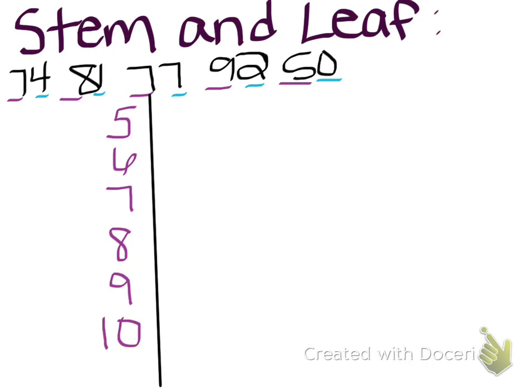Now I need to put in my leaves. These are all of the values that I underlined in blue, and it's for all of the numbers throughout the entire table. Okay, so we'll start with these ones that are in front of us here. We have a 74. I'm going to do blue, keep it consistent. So I'm going to put a 4 next to the 7. I have an 81, so a 1 next to the 8. Now I have 77, so next to the 7, I'm going to put a 7. And then 92 and 50.